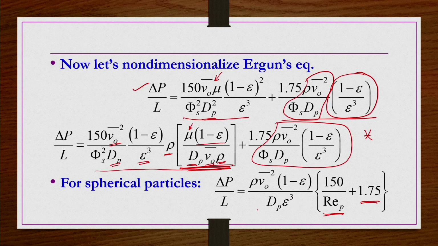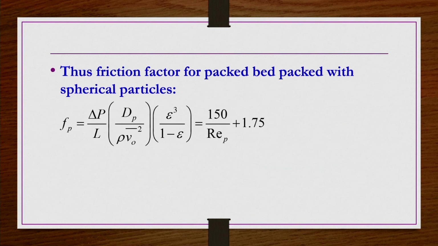Now, we take the particular term that we have taken common to the left hand side and combine it with the pressure drop term to see what we get. On the right hand side we have only 150 by Rep plus 1.75, and the factor multiplication term we have taken to the left hand side and combined with the already existing delta P by L. If you see the friction factor derivation that we just derived, delta P by L multiplied by dP by rho V naught bar square multiplied by epsilon cube by 1 minus epsilon is nothing but the friction factor.